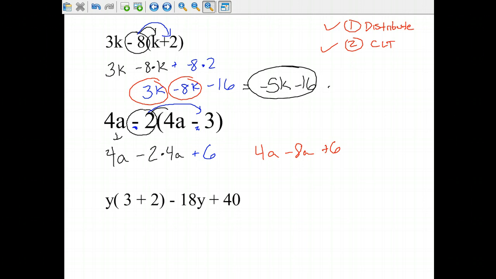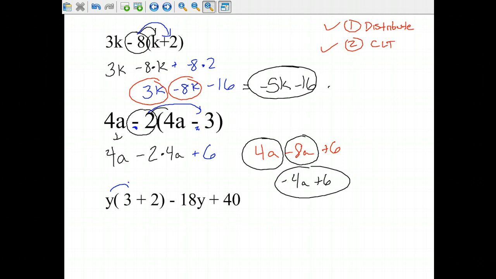When we combine this and simplify it all together, using our shapes, we have shapes around the a terms. 4 minus 8 is -4. And then we have 6 at the end there. There's our final answer. We can't add those together because a and 6 are not like terms.